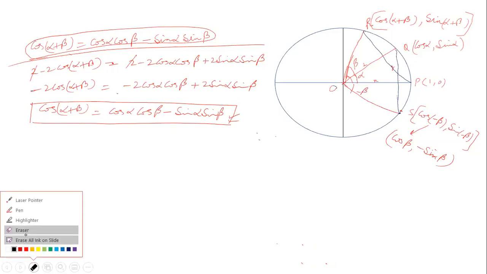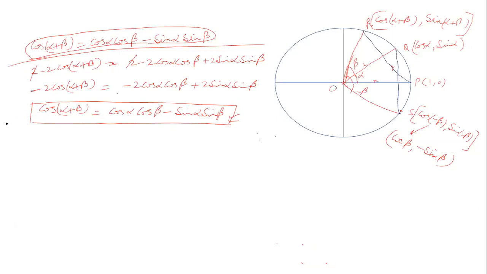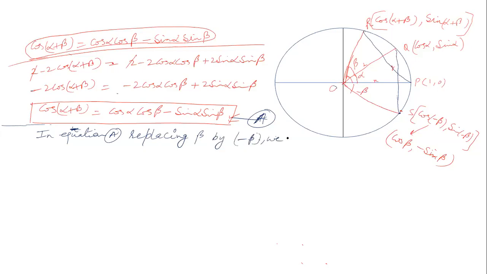Now, with the help of this, we can find out the value of cos(alpha minus beta). Say this is equation A. In equation A, replacing beta by minus beta, we will get cos(alpha minus beta). Substituting minus beta in place of plus beta, it would be cos alpha cos(minus beta) minus sine alpha sine(minus beta).